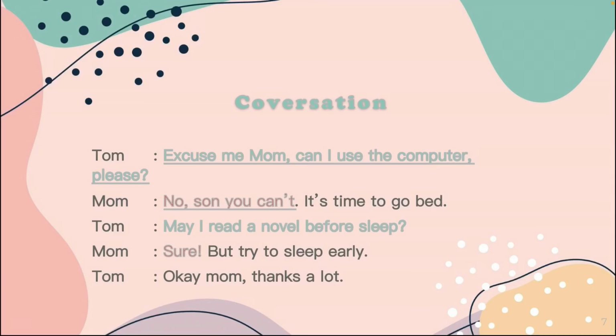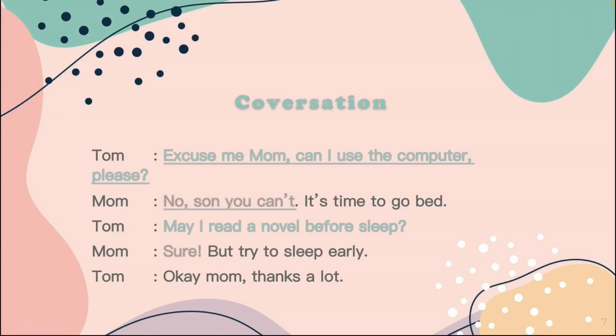Alright, here, when Tom said excuse me, it means he is being polite in asking his mom for permission even though he doesn't use may I. Next, the expression of his mom is refusing permission because she disagrees with her son's request. So she uses the expression no, you can't.